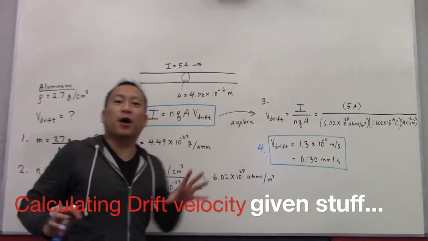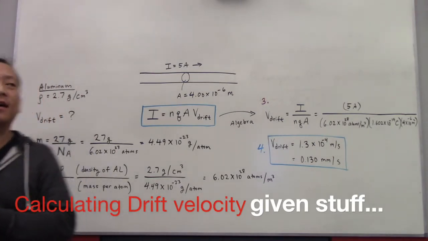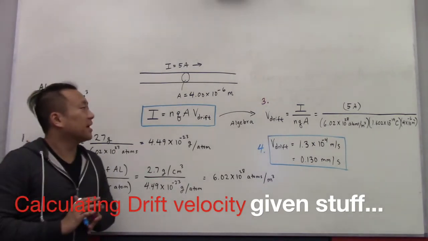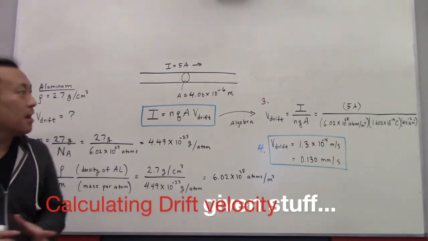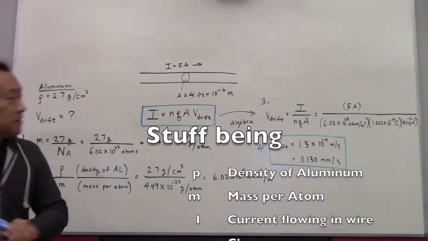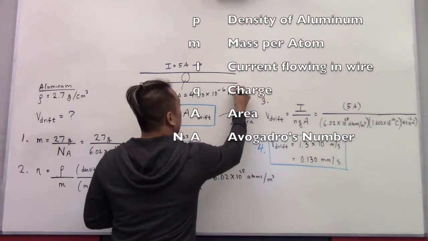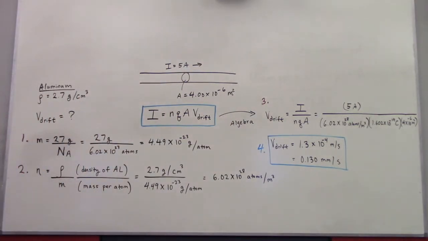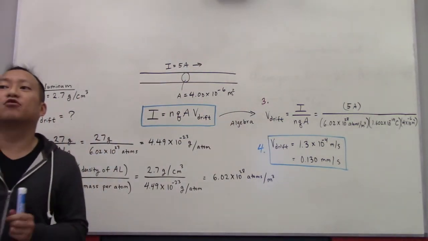The situation in this problem is that you have an aluminum wire with a cross-sectional area of 4 times 10 to the negative 6 meters squared. Just notice that area should be squared. And what we're asking is, what is the drift velocity?